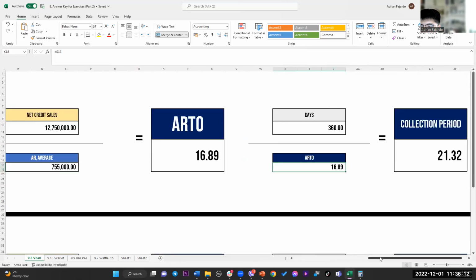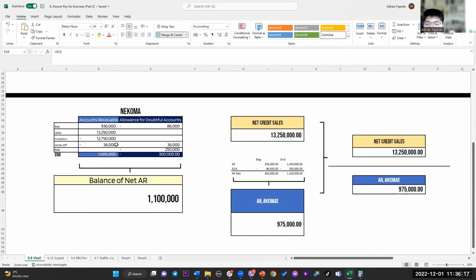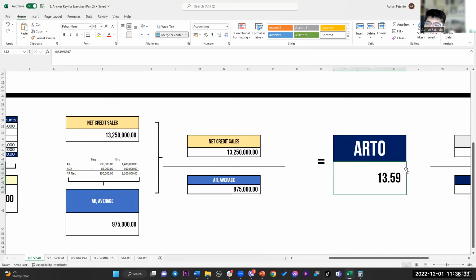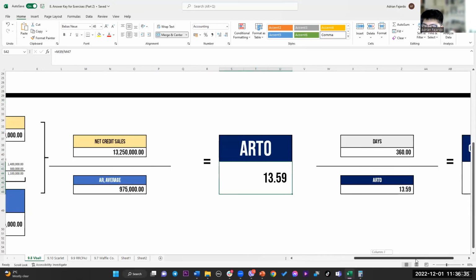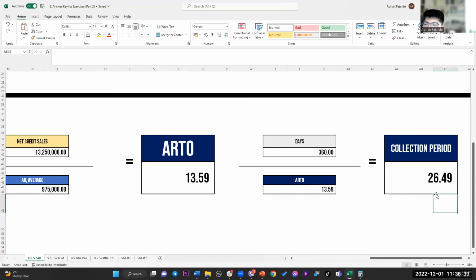And then honestly, Nekoma is just the same, right? Like you have a 1.4, so basically the same effects lang. So again, ang importante dito is you average your AR. So 936 minus 86 and 1.4 million minus 300, 1.1. And then you have net credit sales divided by AR average is 13.59 AR turnover. And then 360 divided by 13.59 is 26 days in collection.